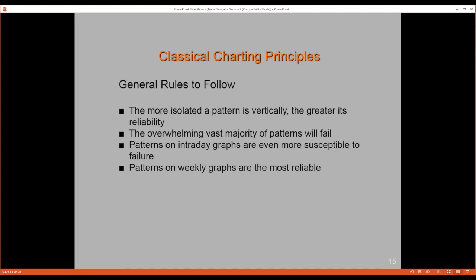Patterns on weekly charts I find are the most reliable, and horizontal patterns are far more reliable than diagonal patterns. Now, there's some reason for that. I'm not going to go into that in this webinar, but there are some specific reasons why that's true.